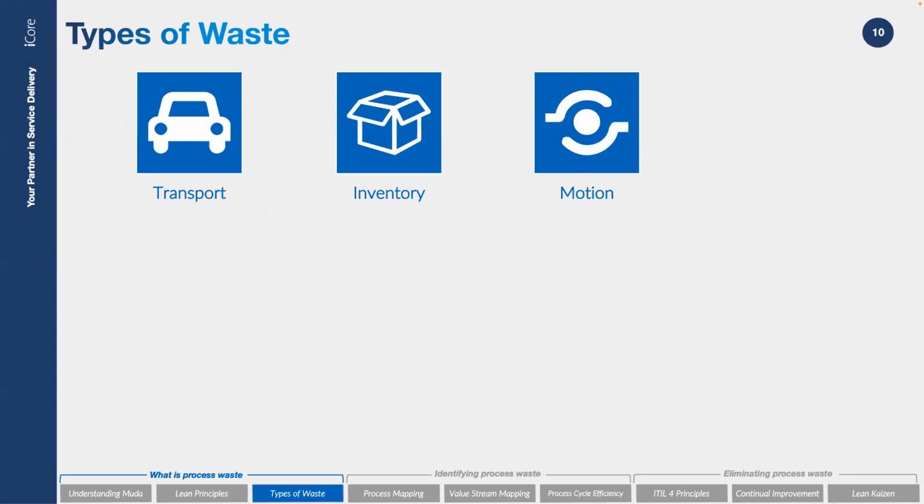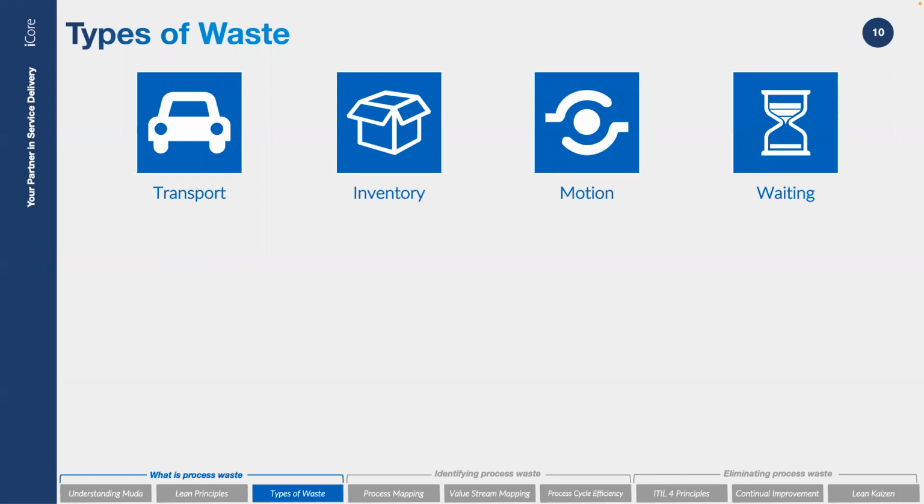We've got motion. This refers to unnecessary motion, people and equipment. In IT process, motion waste can occur when staff need to physically move between locations or where equipment is not located at the optimal location.